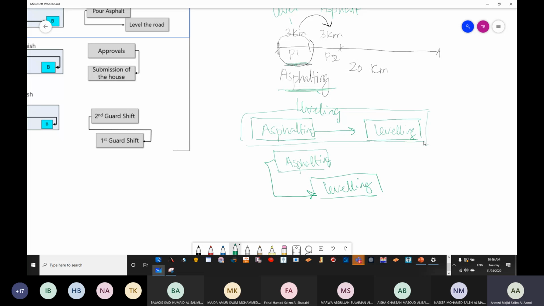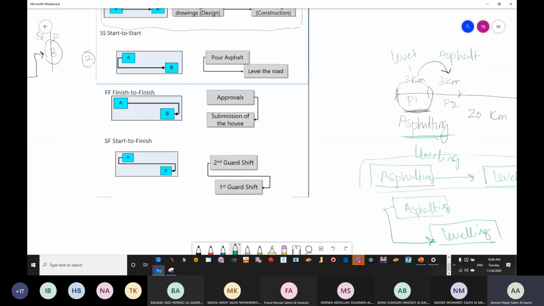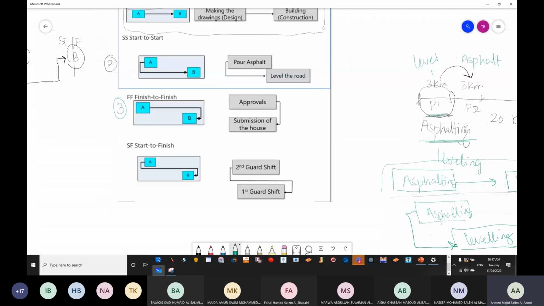Yeah, you can keep 1 day, 2 days, but you don't need to wait for the whole parts to be finished. Okay. Eventually it's going to be faster. Okay. The third relationship is finish to finish. And you can see here the relationship is going to go from finish of A to finish of B. Okay? From finish of A to finish of B.